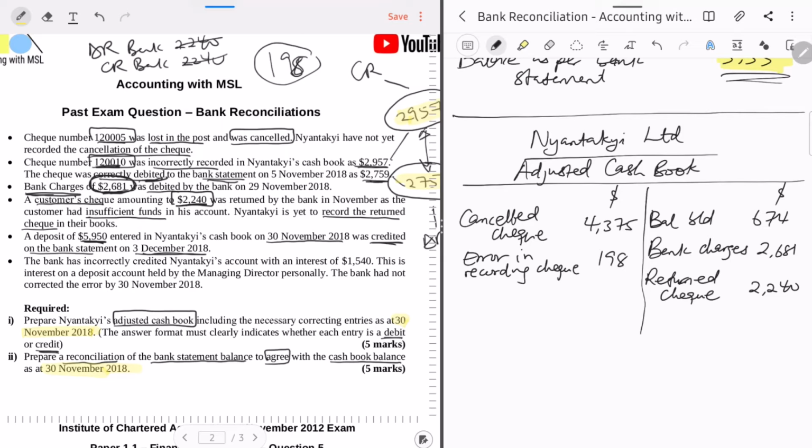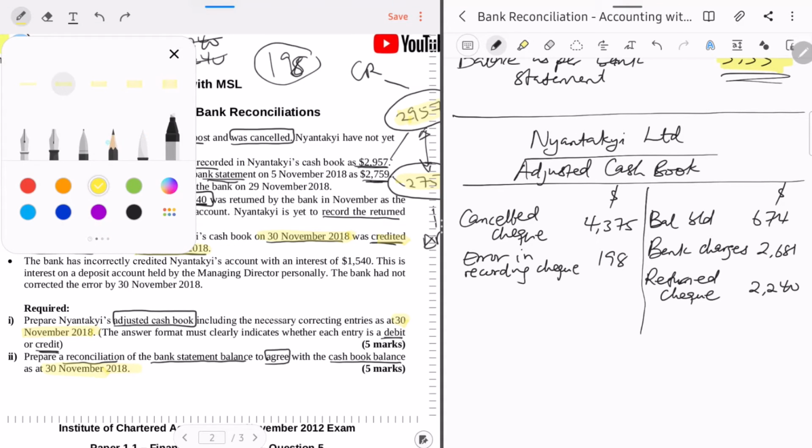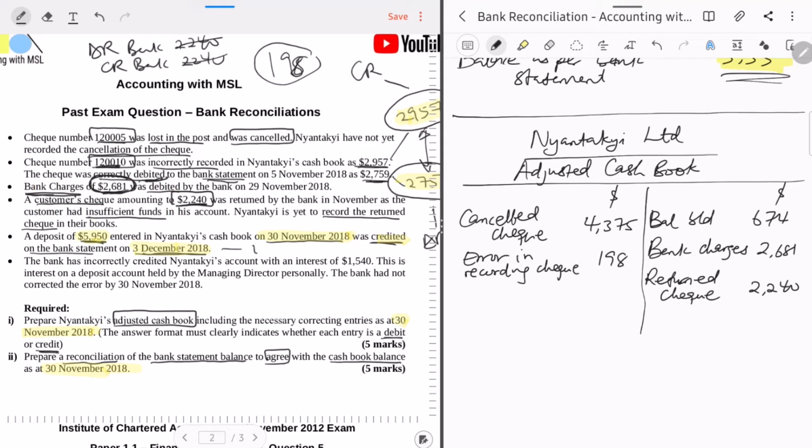So if we deposit $5,950 and we enter it in our cash book on 30th November, that's the last day of the month, but the bank only credits it 3 days later. It will go to the next month's bank statement, but it won't be captured in the current month's bank statement. So clearly, this is an uncredited check.